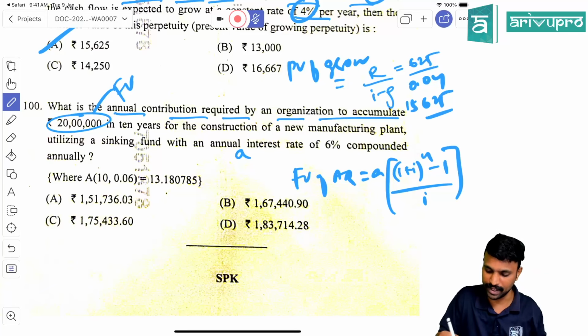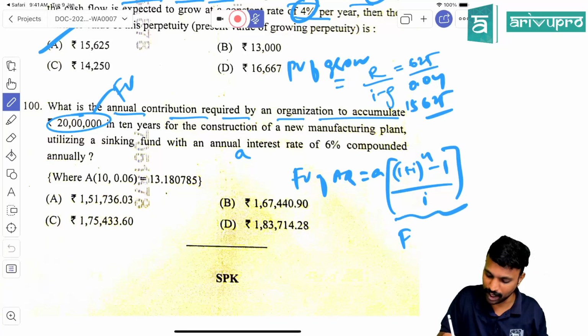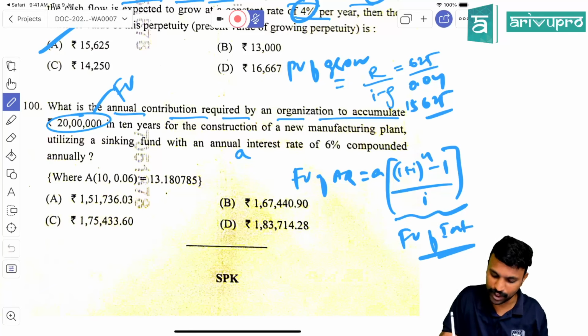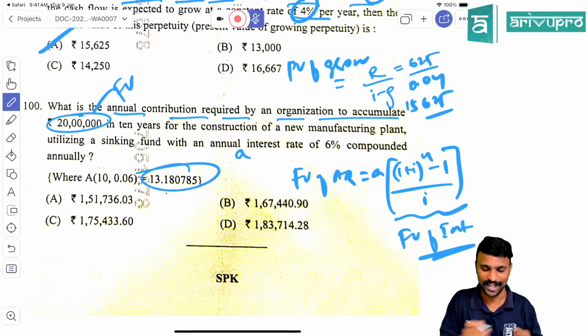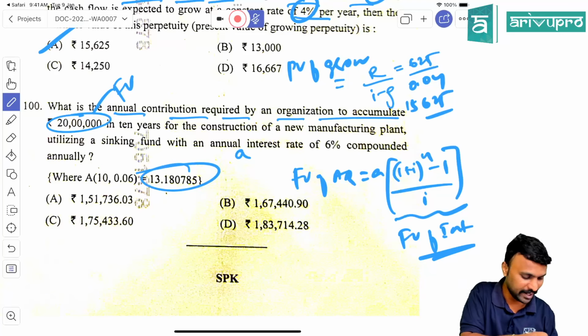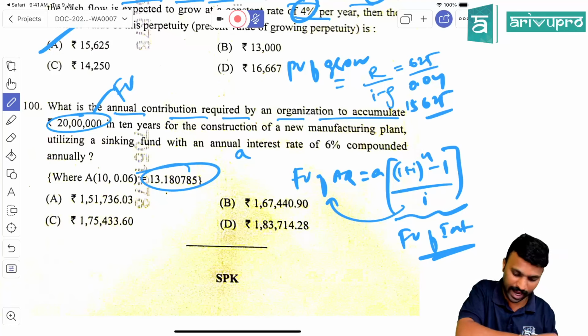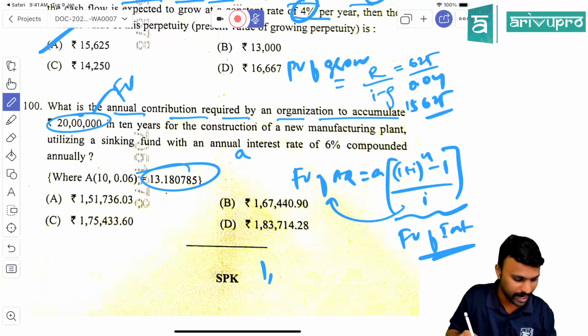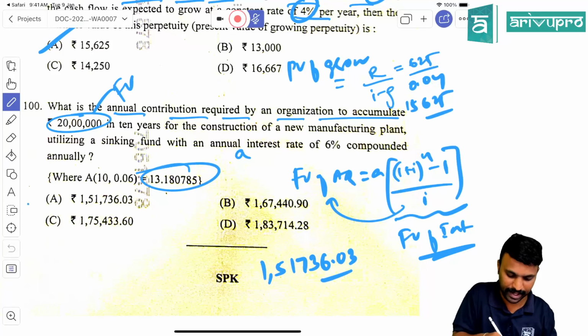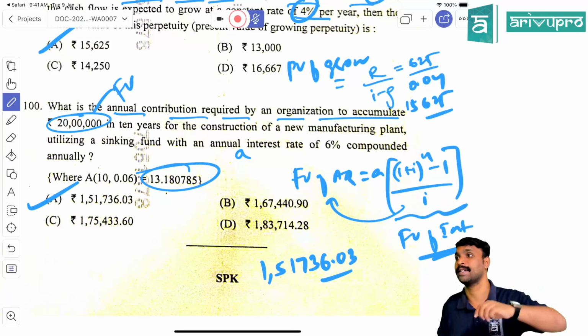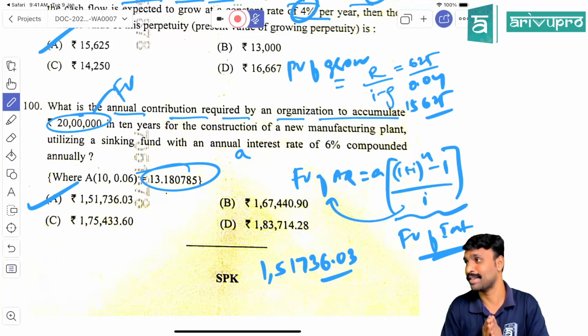Guys, clearly understand this is the future value of interest factor. This future value of interest factor is given. Just that future value of AR is 20 lakhs. 20 lakhs divided by this value should go there and get divided by 13.180785. You get the result 151736.03. That means option A is the right answer. Guys, hope this is clear, right?